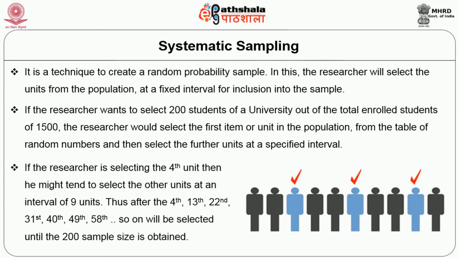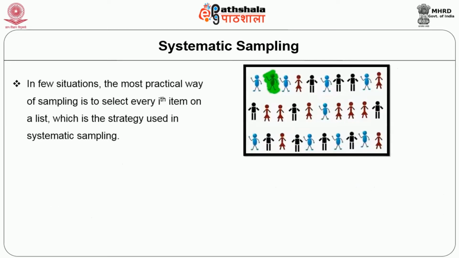If the researcher is selecting the fourth unit, then he might tend to select the other units at an interval of 9 units. Thus, after the 4th, the 13th, 22nd, 31st, 40th, 49th, 58th and so on will be selected until the sample size of 200 is obtained. In a few situations, the most practical way of sampling is to select every ith item on a list, which is the strategy used in systematic sampling.